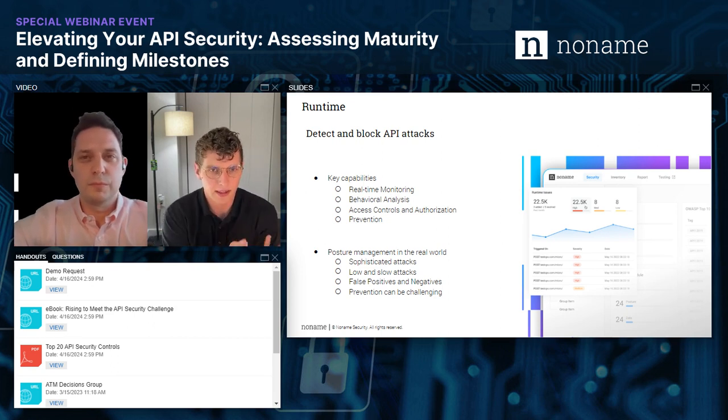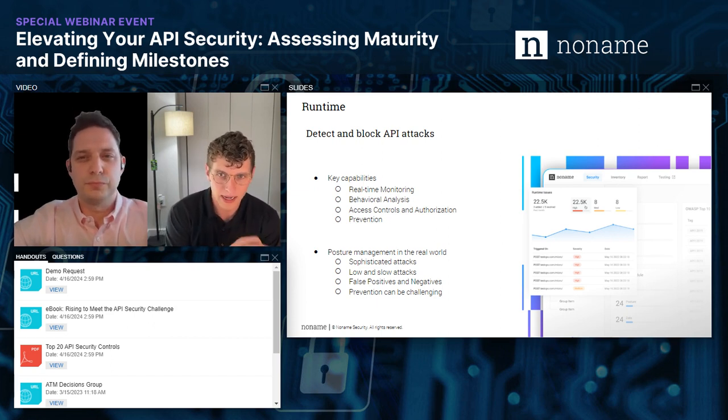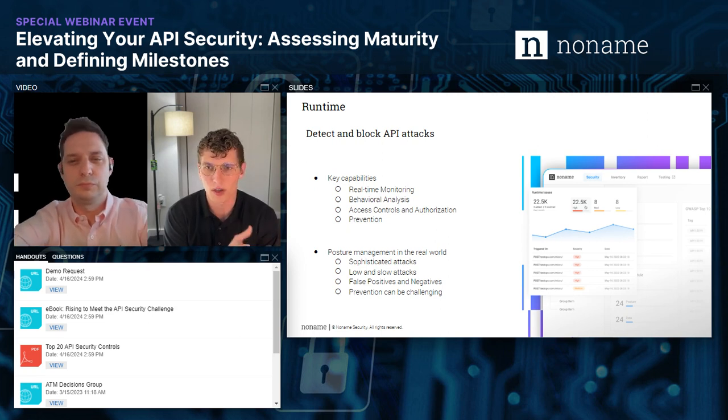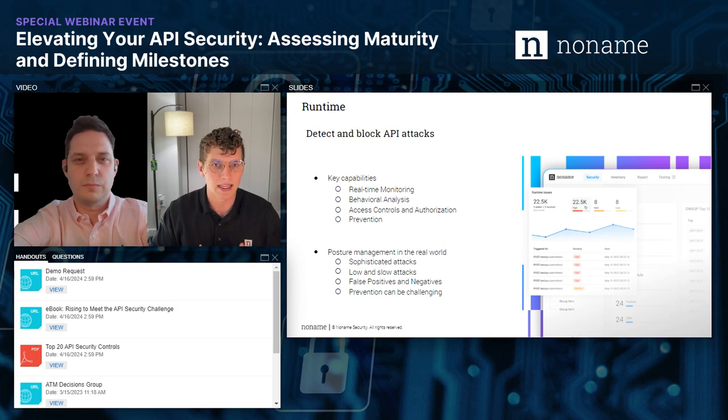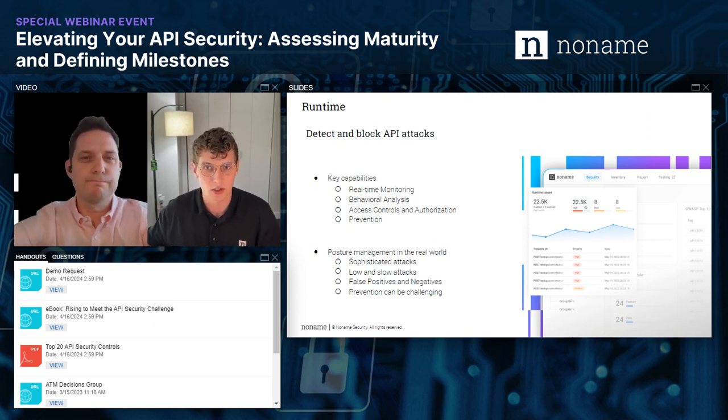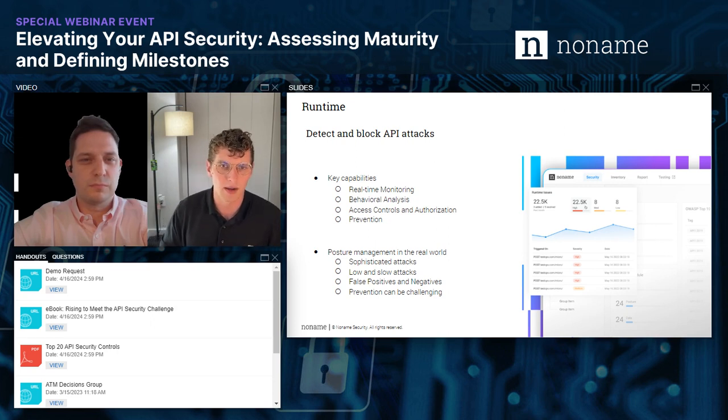By the way, behavior analysis plays a very crucial role in API runtime protection. By identifying deviations from normal API usage patterns and behaviors, you can establish baselines of what expected API behavior looks like. Then you can start detecting anomalies that are indicative of security threats, such as unusual spikes in API traffic, unauthorized access attempts, or different types of API abuse.